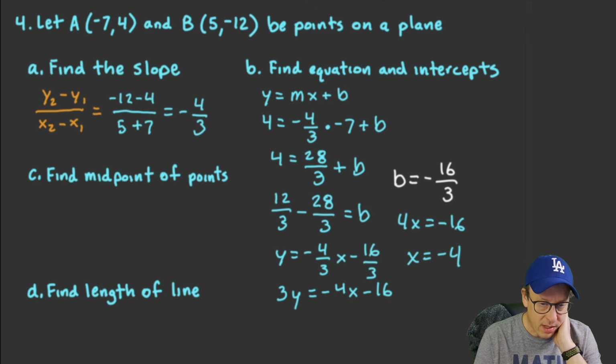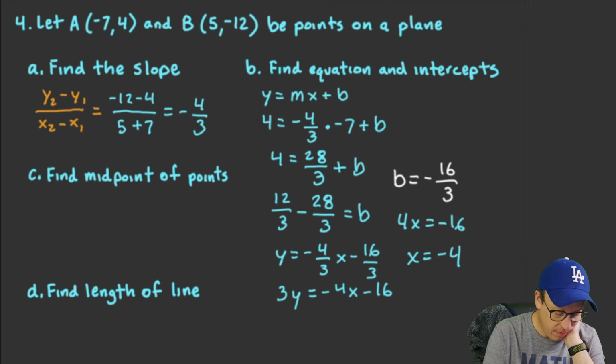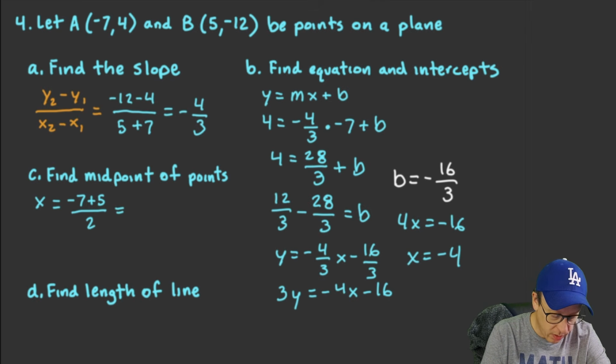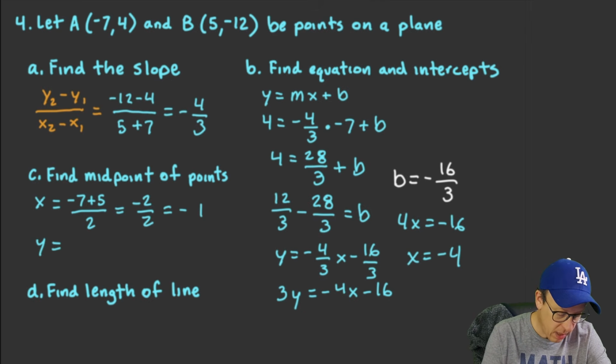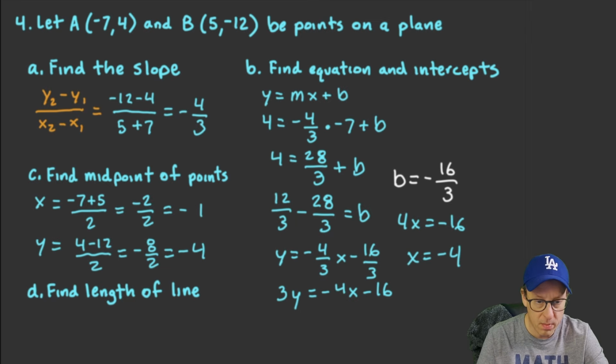Okay, now it wants us to find the midpoint of our points. This one's actually fairly simple. X is equal to -7 plus 5 over 2, which will be equal to -2 over 2, equal to -1. And the y midpoint between these two points is just 4 minus 12 over 2, which is equal to -8 over 2, which is equal to -4. That's how we find our midpoints.